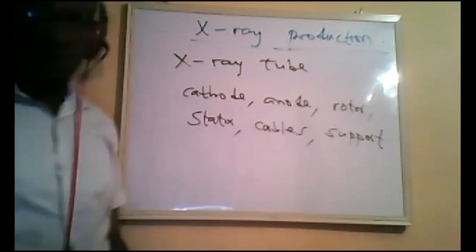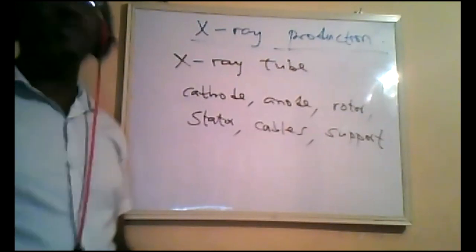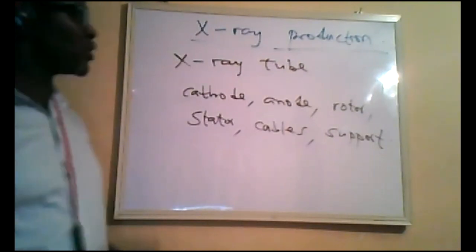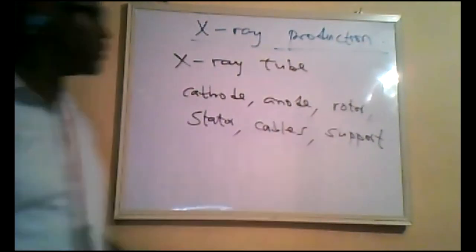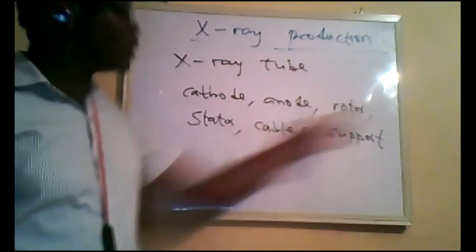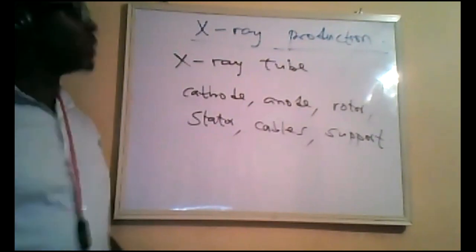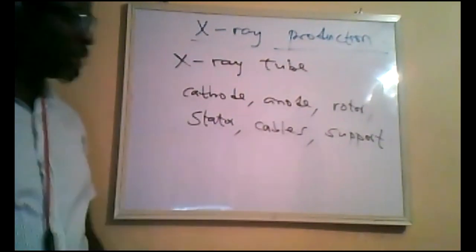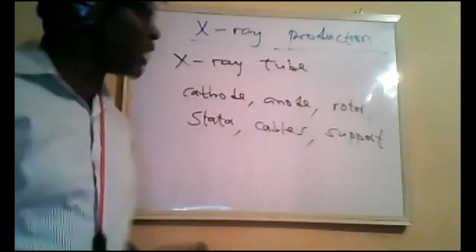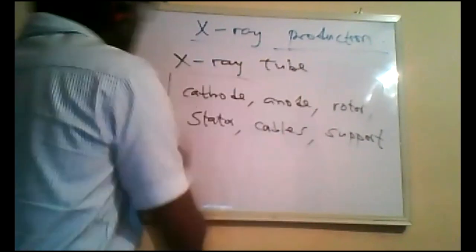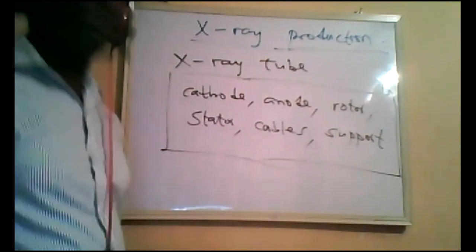Some X-ray tubes must have this rotating anode. The stator is connected to the rotor, and it provides the electric current that drives it. Of course, we have the cables and the support. These are the major parts, and all of them are enclosed inside a tube housing that has been evacuated of air.